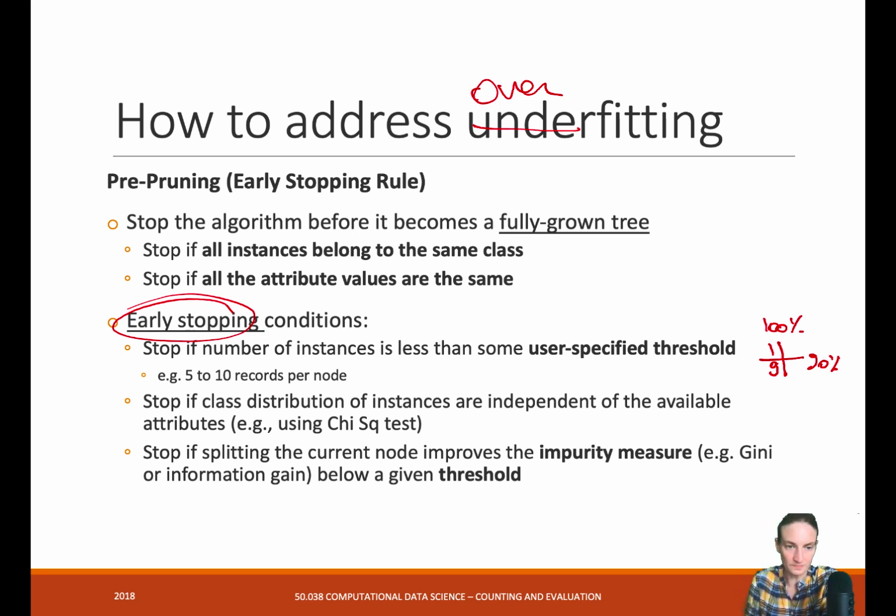One option: you can also stop if the class distribution of the instances is independent of the available attributes. This is a bit more complicated, and you can use a chi-square test to do this. You could stop if splitting the current node improves the impurity measure below a given threshold. So you need to make a certain advance, otherwise you'll just stop. In case you're wondering about this chi-square, basically you stop growing the tree when there's no statistically significant association between any attribute and the class at a particular node. Okay.